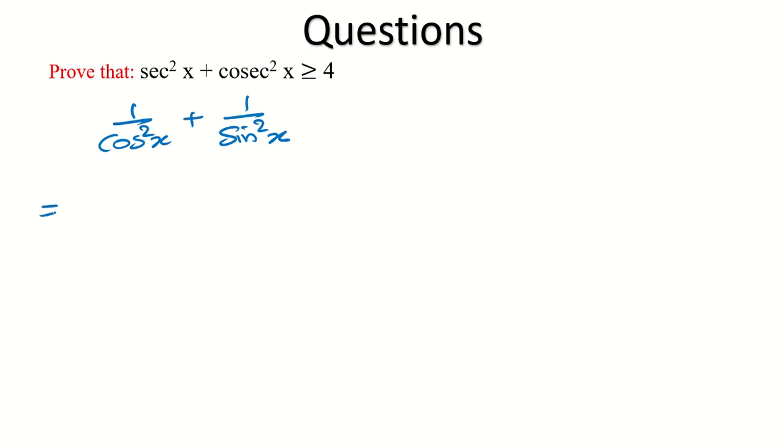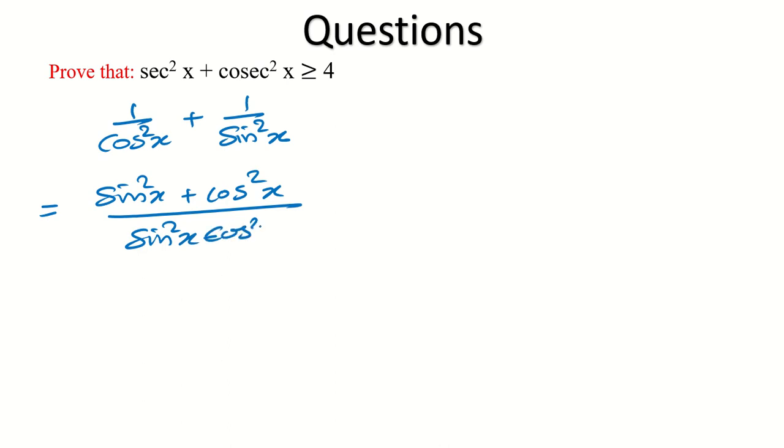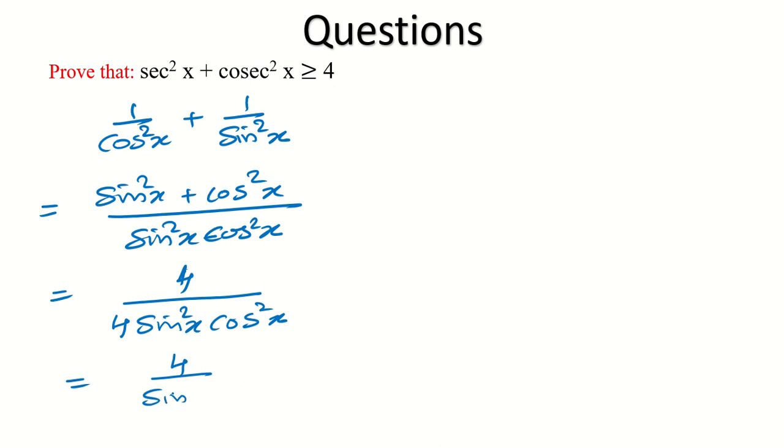Now, take the LCM here. It will be sine square x plus cos square x over sine square x times cos square x. Numerator will become 1. So, it will be 1 over sine square x cos square x. Okay. Now, you see I am multiplying numerator and denominator by 4. So, it will be 4 over sine square 2x. Okay. 4 over sine square 2x.